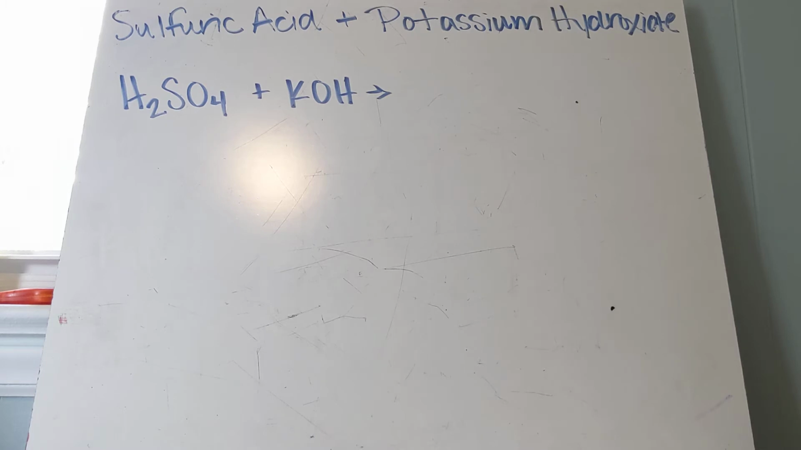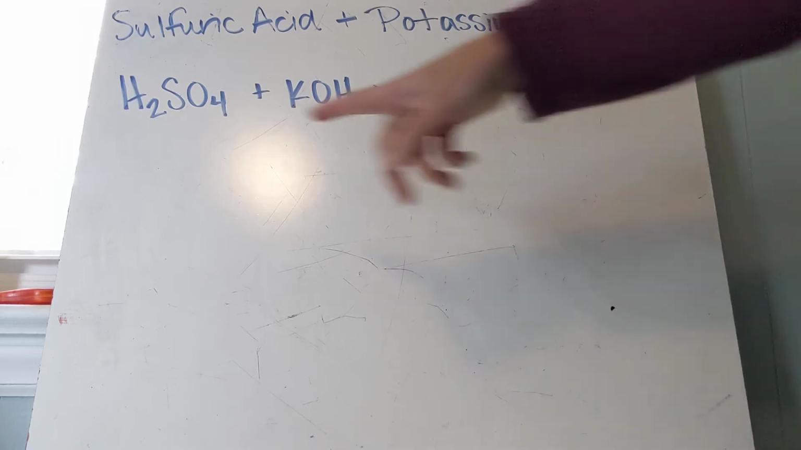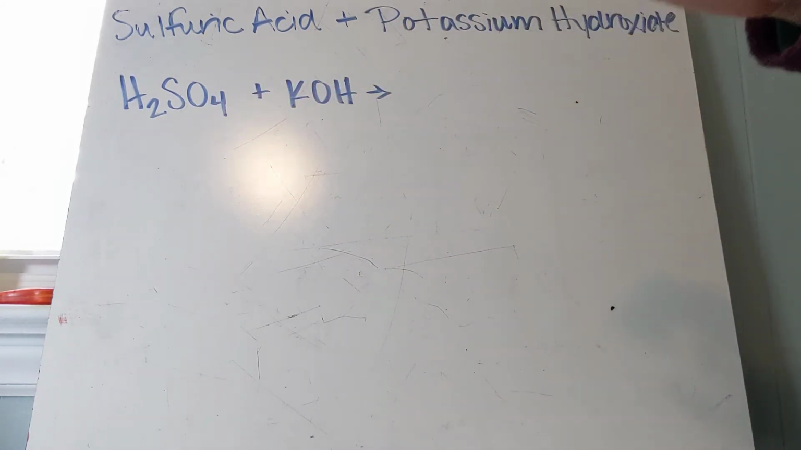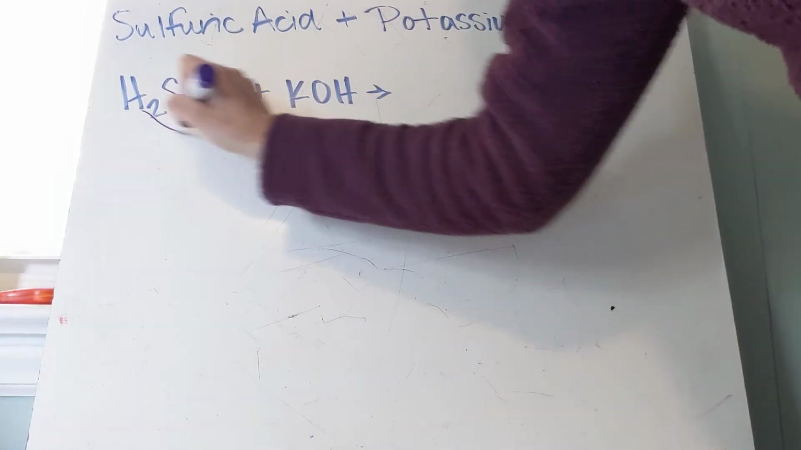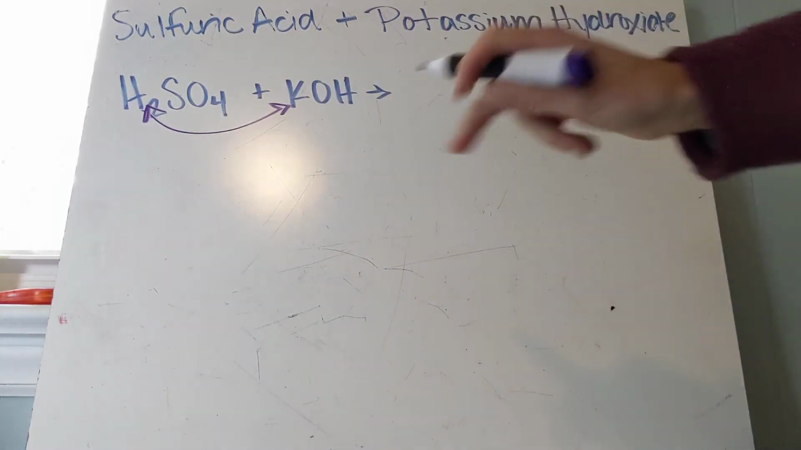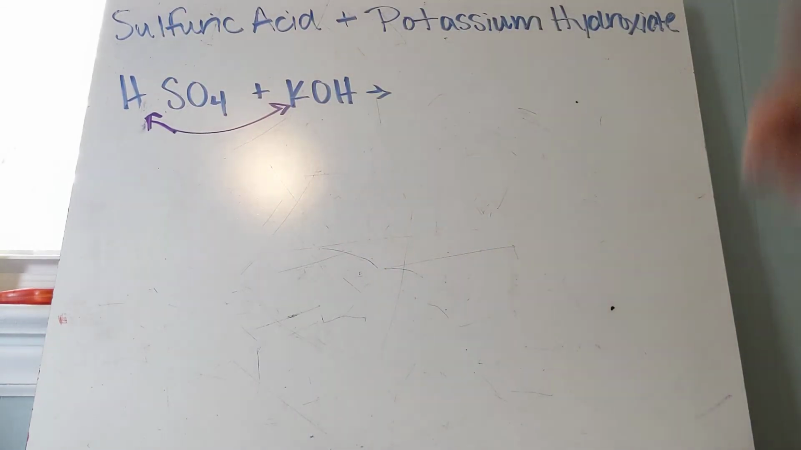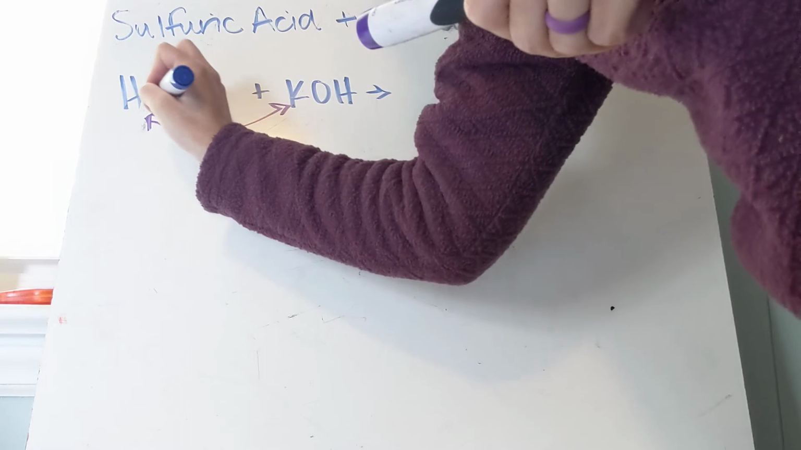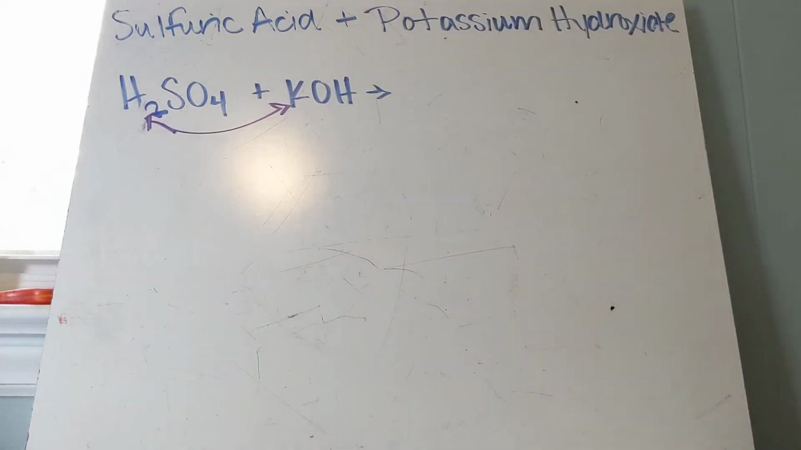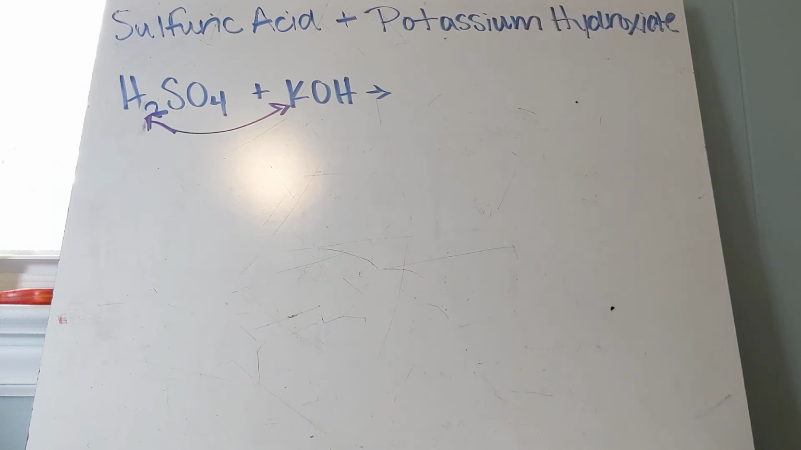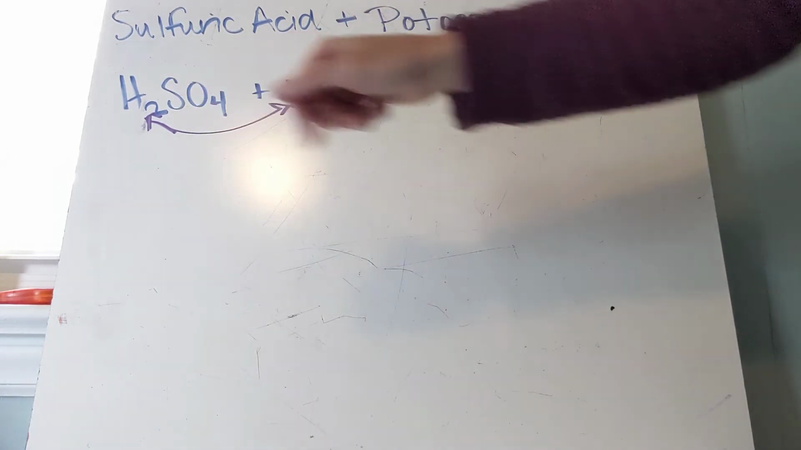All right, for this problem, we've got sulfuric acid plus potassium hydroxide. So my sulfuric acid plus my potassium hydroxide, remembering again that we have a double replacement reaction. Oops, didn't mean to cross out that 2. And put that 2 back. Okay, so my potassium is now going to be combined in the products with my sulfate ion.